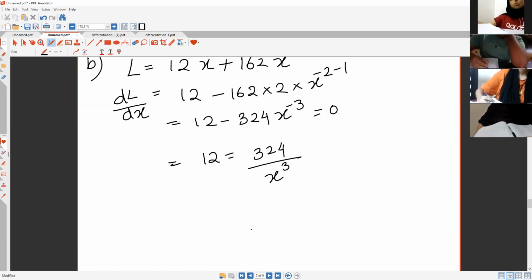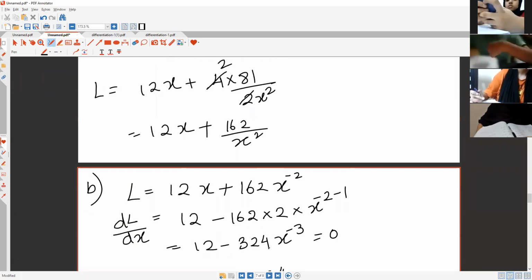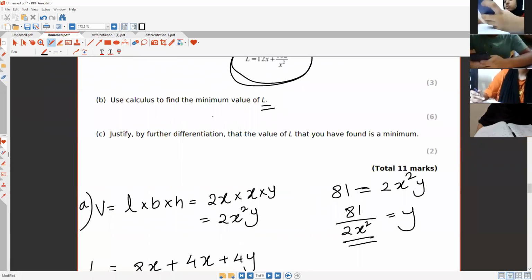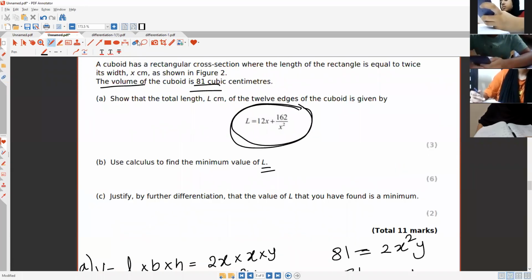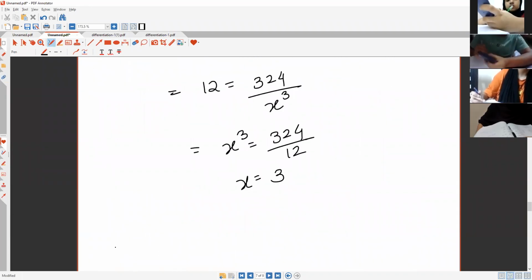Cross multiply this. x cubed is equal to 324 divided by 12, and then take the cube root of the answer. 324 divided by 12, and cube root of the answer. How much? 3. But that's your x value. They told us to find L. Please remember, they asked us to find L. So for that, you need to write the equation for L over here. In place of x, you have to substitute 3.